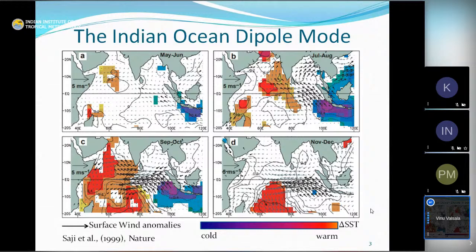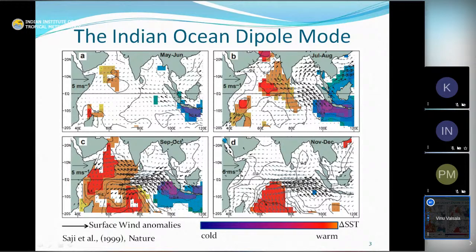What they noted is that during some years, for example in May-June, they started observing strengthened easterly wind anomalies, especially in the southeastern part of the tropical Indian Ocean, which lead to upwelling and cooling of the SST there. Because of this cooling in the east and the subsequent ocean dynamics, which bring more warm water to the west, there is a warming in the west.